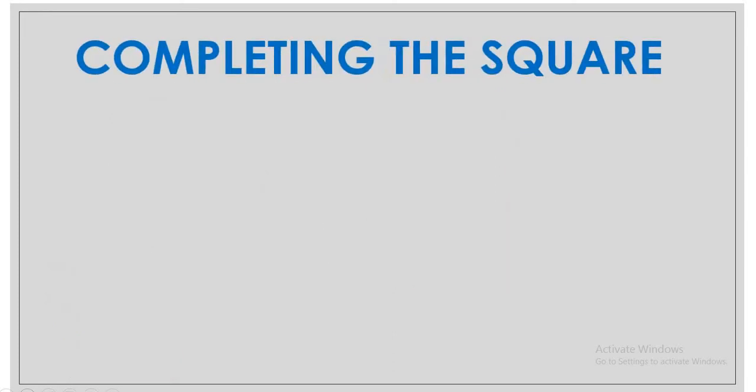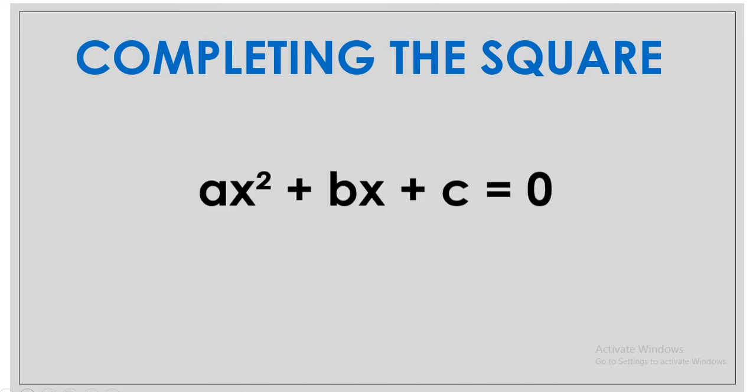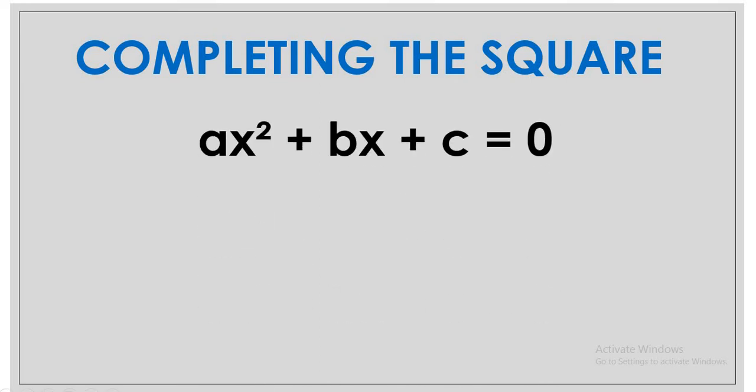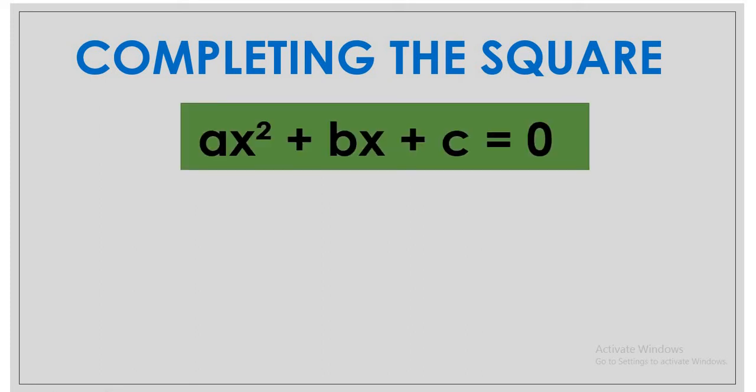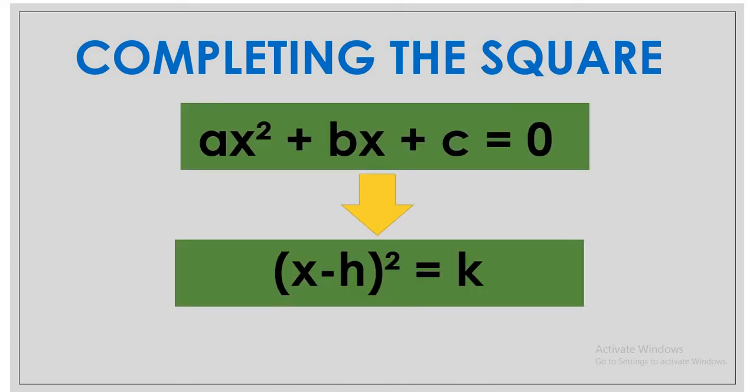Now let's go on to the real topic, which is completing the square, the third method on how you find the values of the roots or the solutions of a quadratic equation. The process here is from the standard form ax squared plus bx plus c is equal to 0, we will transform it into the quantity x minus h squared is equal to k, where k is greater than or equal to 0, meaning k is a positive number or equal to 0, no negative numbers.